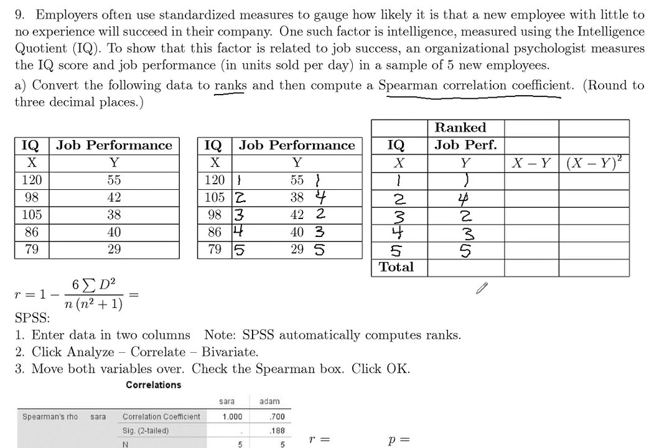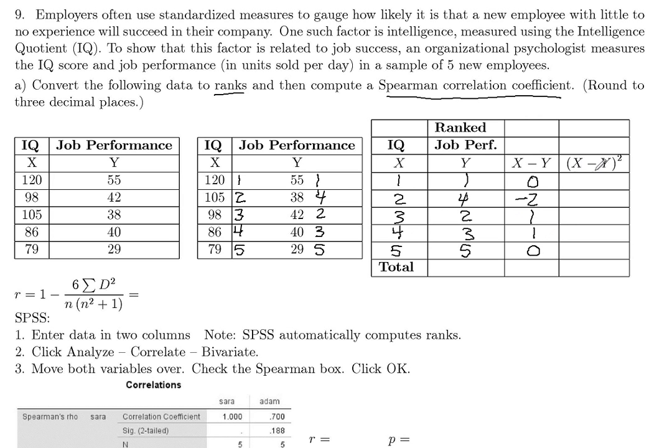We're working on doing this by hand here, and then we'll check it with SPSS. We want to see if there's a correlation between these ranks. The first thing you do is subtract the rank for the y variable from the x variable, so subtract left to right. I've got an x minus y column here. So 1 minus 1 is 0, 2 minus 4 is negative 2, 3 minus 2 is 1, 4 minus 3 is 1, and 5 minus 5 is 0.